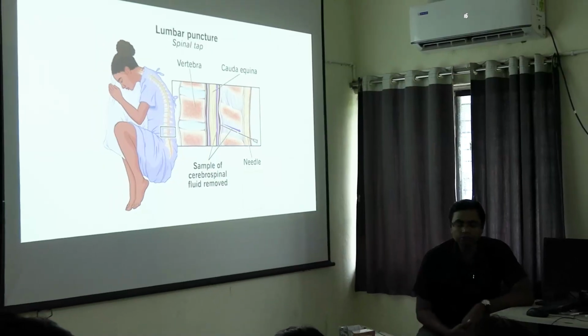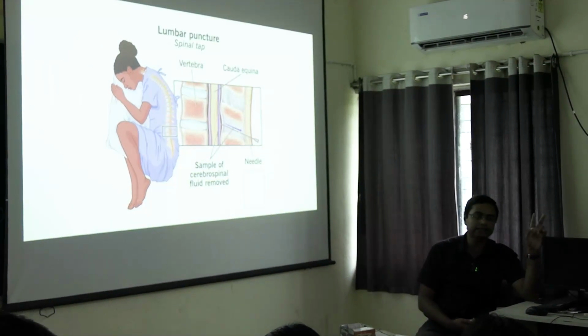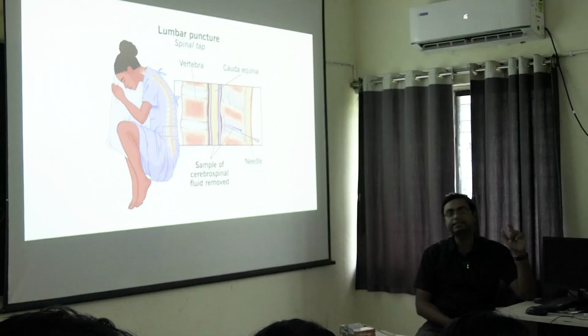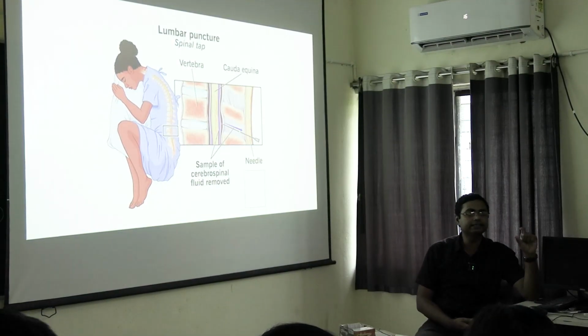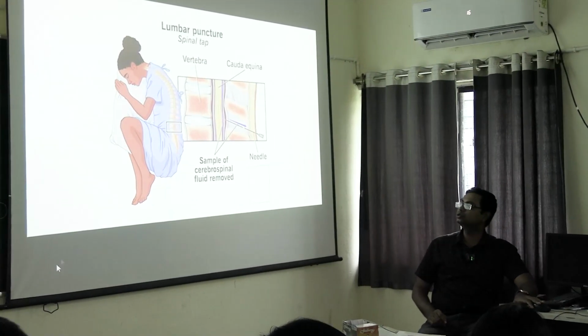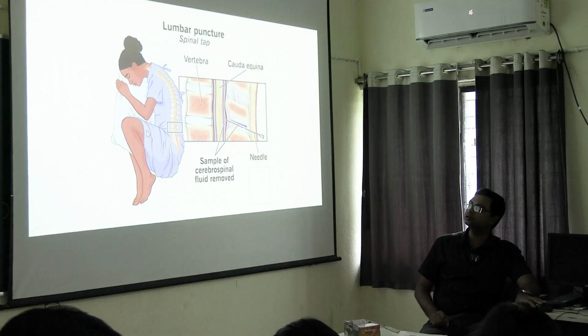Now, how do you do the lumbar puncture? There are two positions. One is sitting position, another is lateral position. You have to make the intervertebral disc spaces wider. That's why the patient is usually positioned like that, knee chest position.